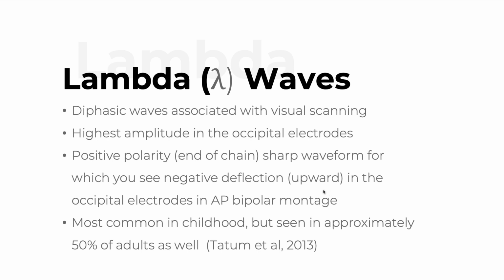One of the last points I'll hit upon here is the concept of lambda waves. These are diphasic waves, really shaped like a lambda, that are associated with visual scanning. The highest amplitude is in the occipital electrodes. It has a positive polarity, which is an end-of-chain sharp waveform, for which you see a negative deflection in the occipital electrodes. And remember, that's an upward deflection in the occipital electrodes. You see this most commonly in childhood, but it's seen in a lot of adults as well.